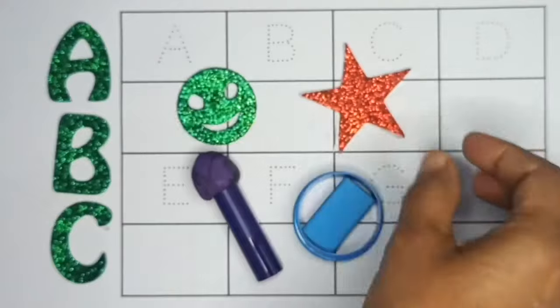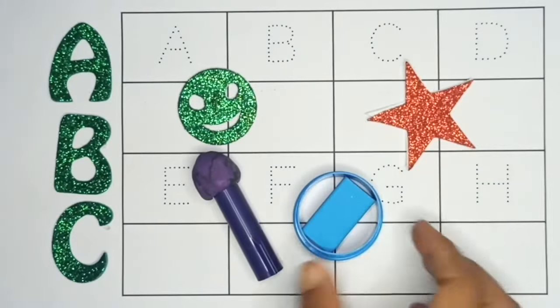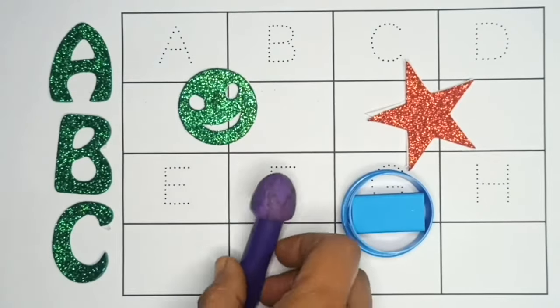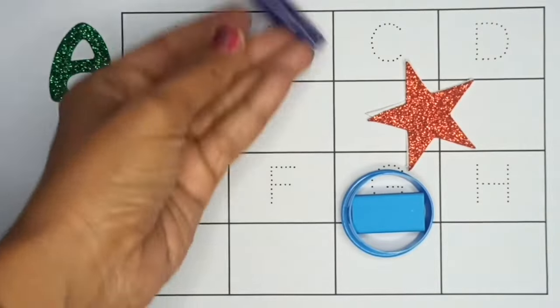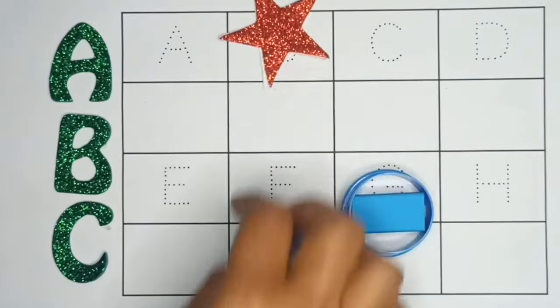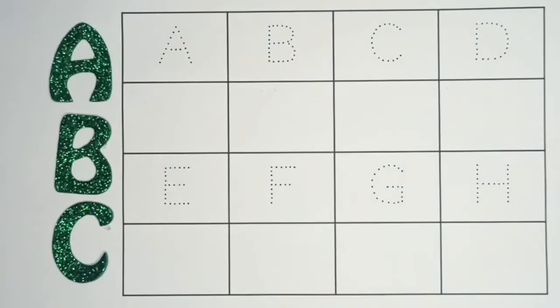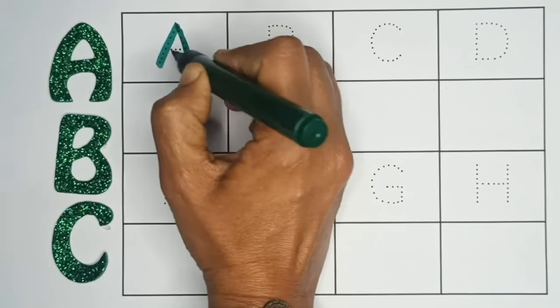Green color, red color, sky blue color, violet color. Green, violet, red, sky blue.